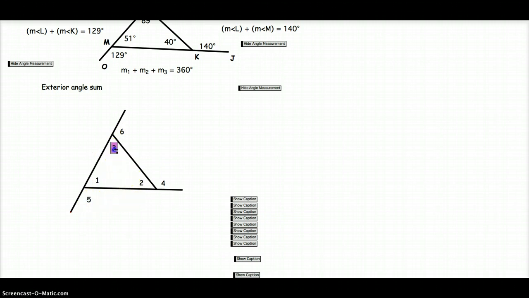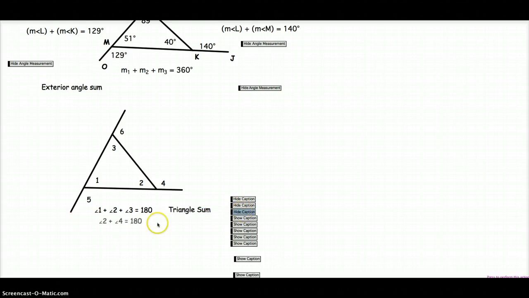How about angle 3 and angle 1? Right, they equal angle 4. Okay? So let's take a look. We know that the measure of angles 1, 2, and 3, that's the inside of our triangle, equals 180 degrees. That's the triangle sum theorem, which tells you that 1, 2, and 3 are equal to 180 degrees, because it can be proven that all triangles equal 180 degrees. Okay?